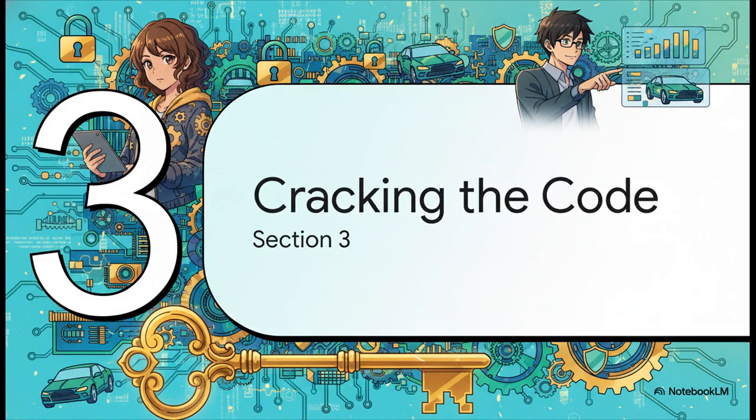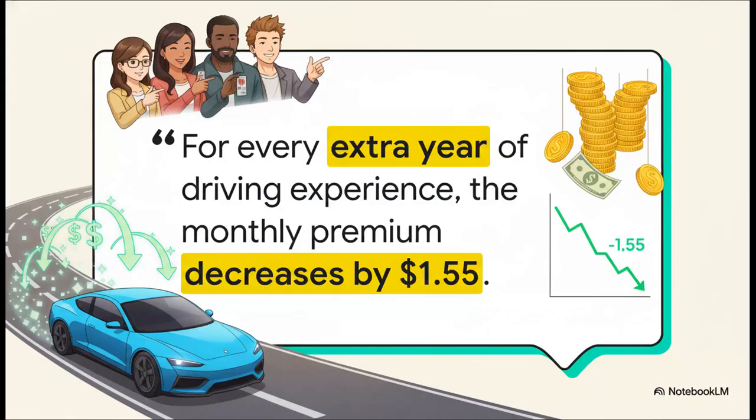So, okay, we've got this fancy equation. But what does it actually mean in the real world? It's time to crack this code once and for all. This right here, this is the whole ballgame. That number, negative 1.55, that's the slope of our line. And it's the single most important clue we found.